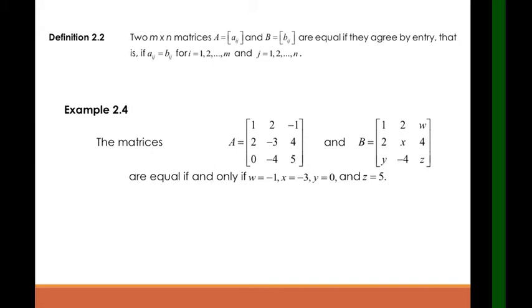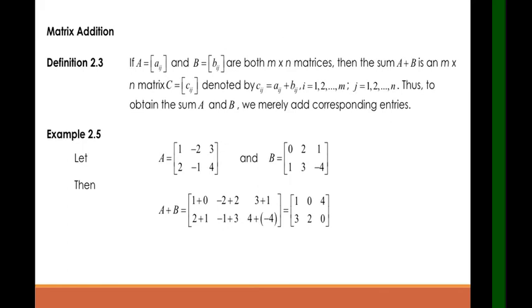Now let's try. The matrix A = [1, 2, -1; 2, -3, 4; 0, -4, 5], which is a square matrix, and B = [1, 2, w; 2, x, 4; y, -4, z]. They are equal if and only if w is -1, x is -3, y is 0, and z is 5, which obviously makes them equal. These two matrices are equal.